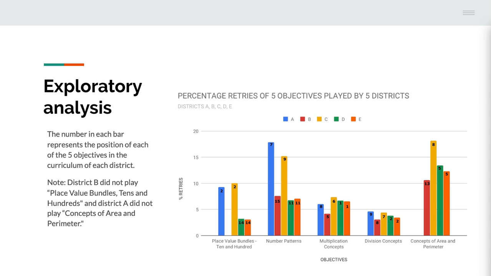We conducted a preliminary analysis to discover the sequence of Estimat objectives played by elementary school students in 5 U.S. districts. This figure is a sample from our dataset. It shows a bar chart of the sequence with which 5 districts, namely Districts A, B, C, D, and E, played 5 Estimat objectives. The number in each bar represents the position of each of the 5 objectives in the curriculum of each district. Please note that District B did not play place value bundles, tens, and hundreds, and District A did not play concepts of area and perimeter.